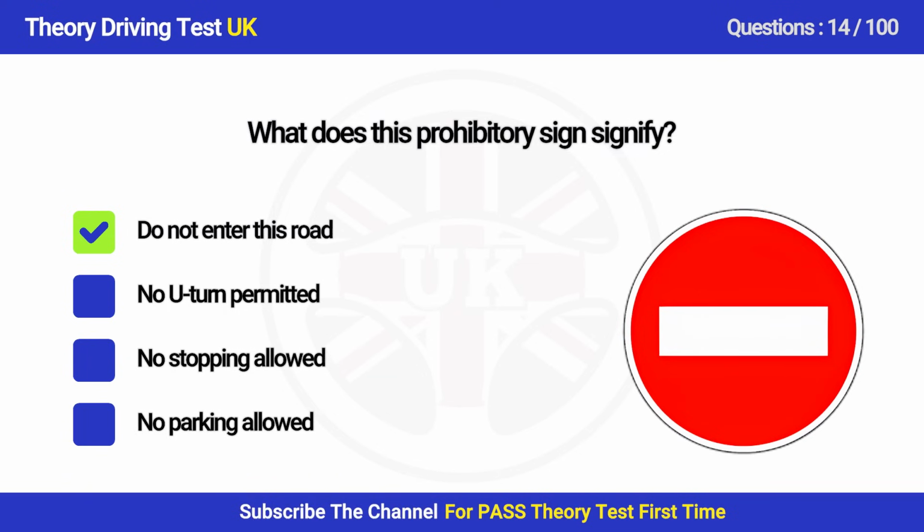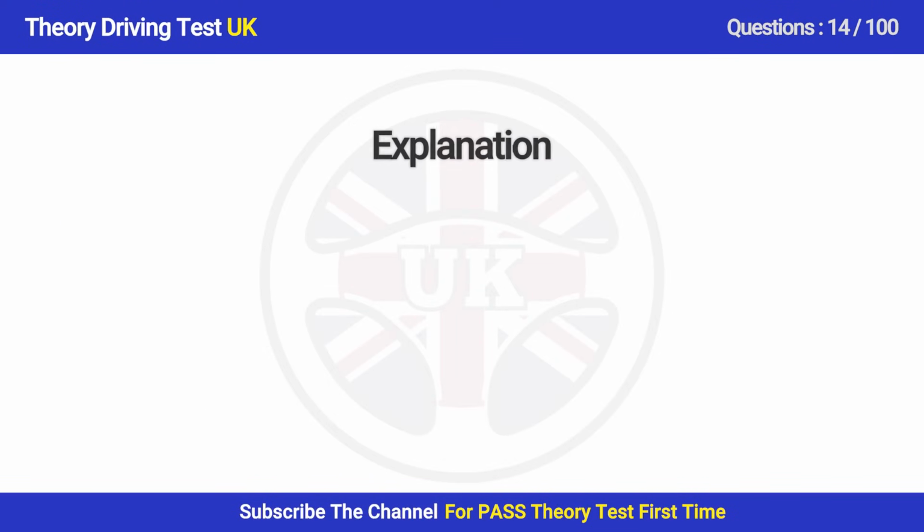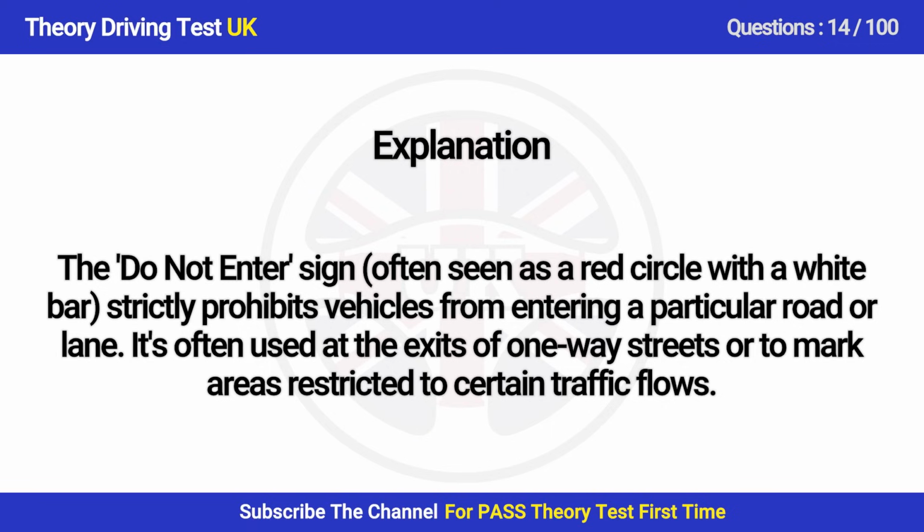Answer is A. Do not enter this road. The do not enter sign, often seen as a red circle with a white bar, strictly prohibits vehicles from entering a particular road or lane. It's often used at the exits of one-way streets or to mark areas restricted to certain traffic flows.